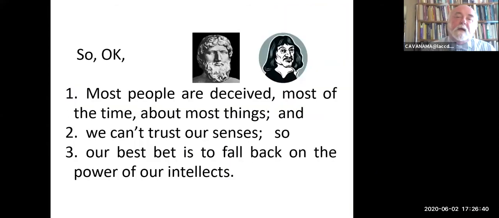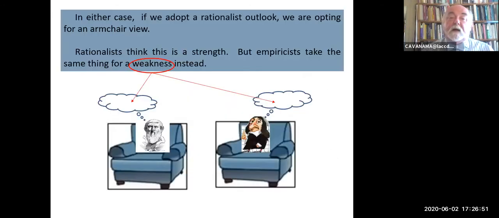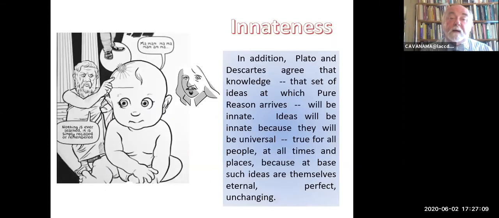Okay, so Plato and Descartes. Most people are deceived most of the time about most things. We can't trust our senses, so our best bet is to fall back on the power of our intellect. Both Plato and Descartes take an armchair view. I can sit in my armchair, I can work this stuff out in my head. And rationalists think this is a strength. One of the things empiricists doubt is that armchair work is really all that strong.